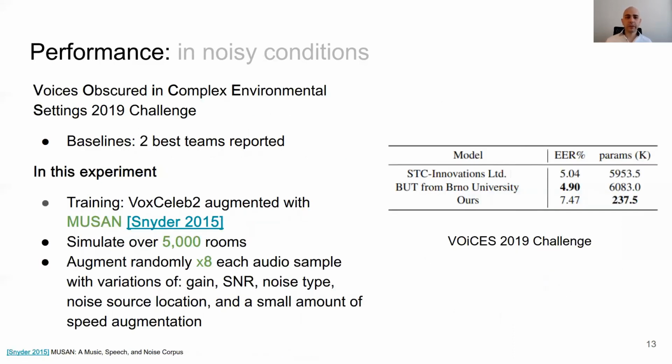We then check the robustness to noise of such a model. To this purpose, we select the Voices Obscured in Complex Environmental Settings 2019 Challenge. We compare to the 2 best teams reported. In this experiment, training on VoxCeleb augmented with the MUSAN dataset is performed. We simulate over 5,000 rooms and augment randomly 8 times each original audio sample. As you can observe in this table, on average, we propose a solution which is 26 times smaller in terms of architecture, but showing a limited 2.6 absolute increase in terms of equal error rate.